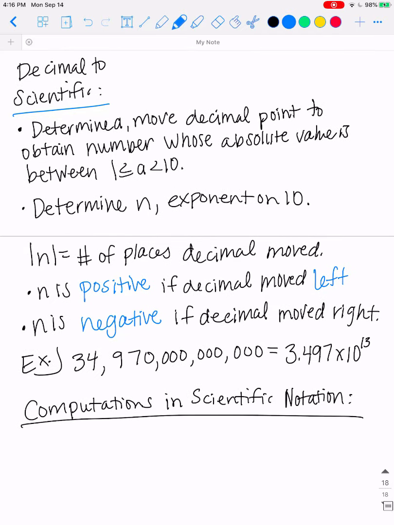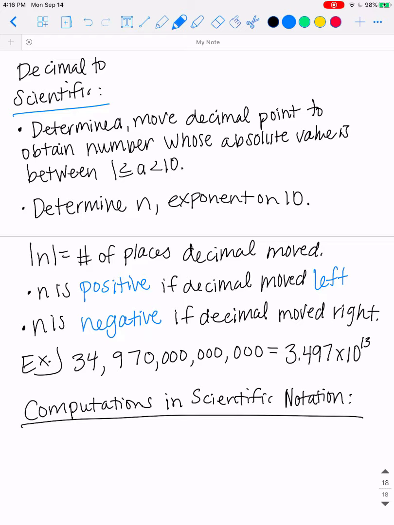And then when we're going from decimal to scientific notation, we're going to determine a, moving the decimal point to obtain a number whose absolute value is between 1 and 10. Then we have to determine n, the exponent on 10. Here it's a little bit different. n is going to be positive if the decimal moved left, and n is negative if the decimal moved right. Let me go through an example to demonstrate this.